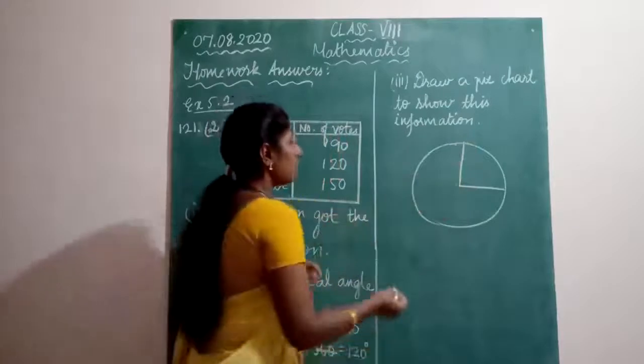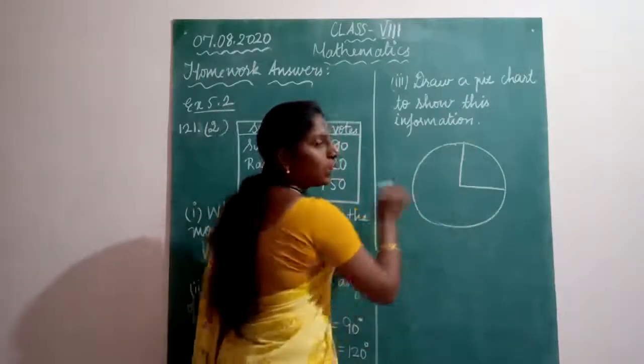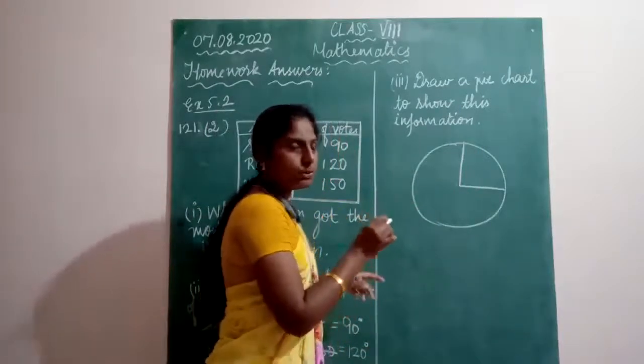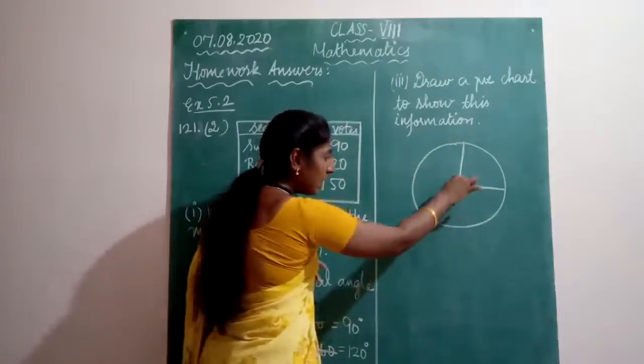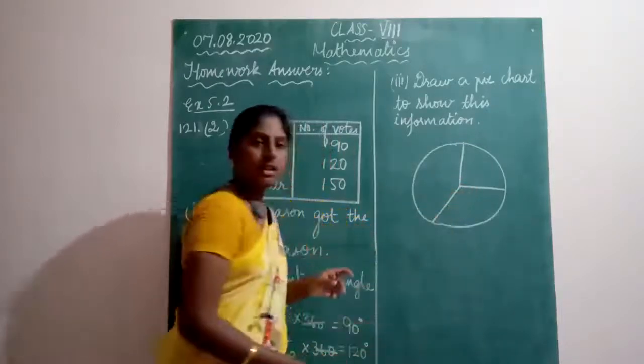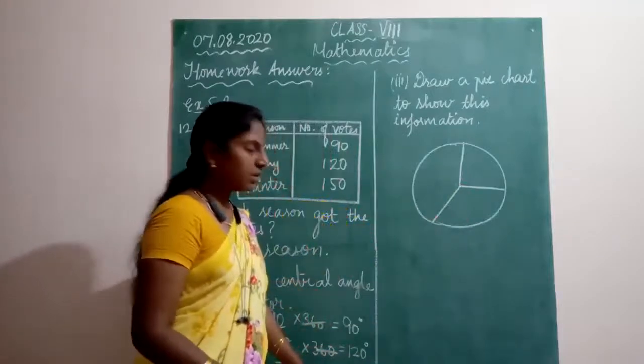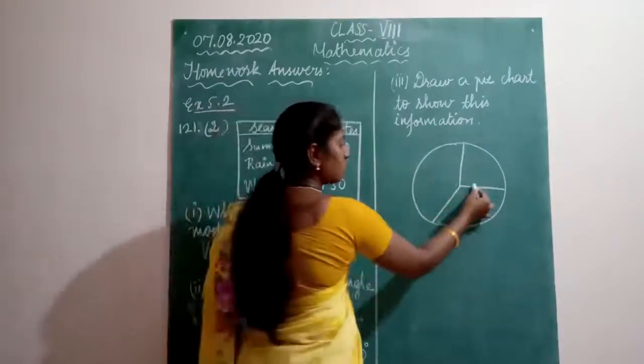Okay. Then from this line you have to mark 120. 120 is an obtuse angle, right? So it will be somewhere here. Okay. Is it clear? Next is 150. Okay. So if you measure this one, it will be 150.